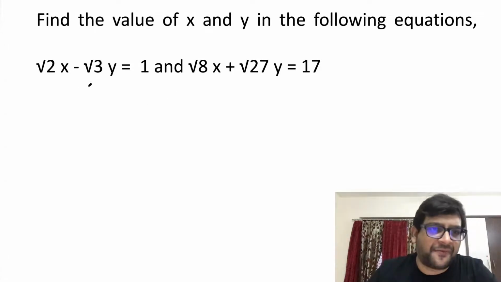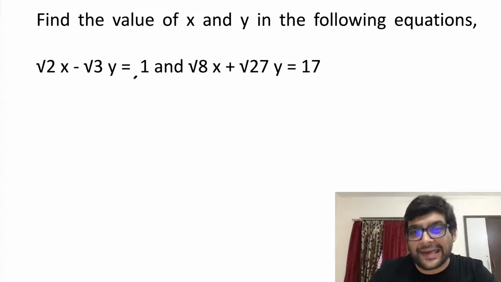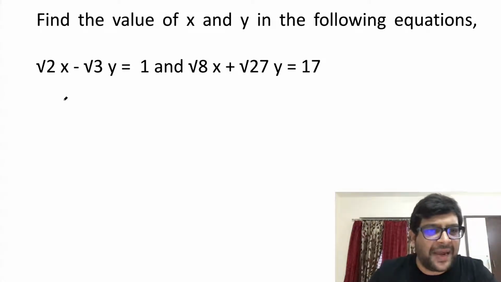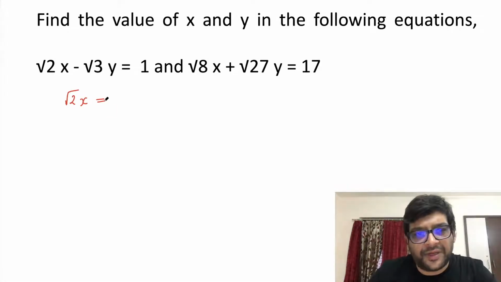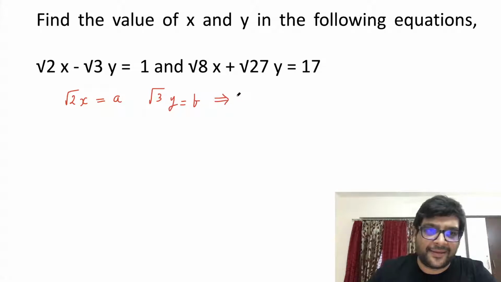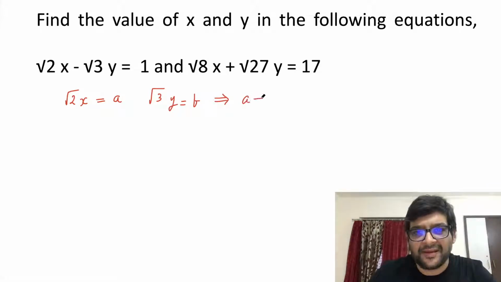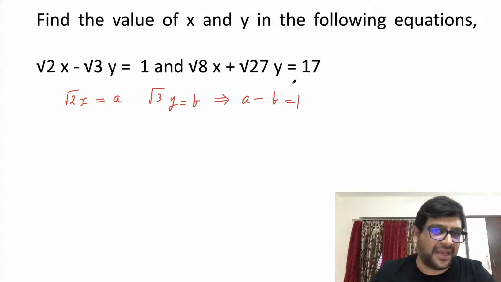So the concept for solving this question is that instead of solving this irrationally and rationally, you better take the irrational numbers as a variable. What you do is you take root 2x as a, you take root 3y as b. So your first equation becomes a minus b equal to 1.